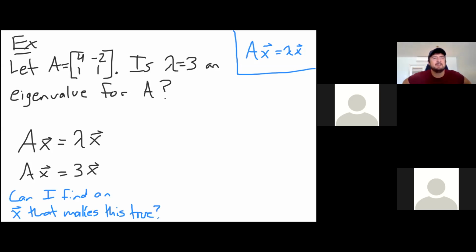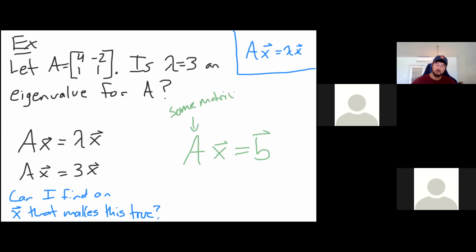So we want to be able to find an X that makes this true. Now, we're used to solving systems AX equals B, where again, this A is just some matrix. I don't care what it is most of the time. This X is representing my unknowns, and this B is a vector of knowns.